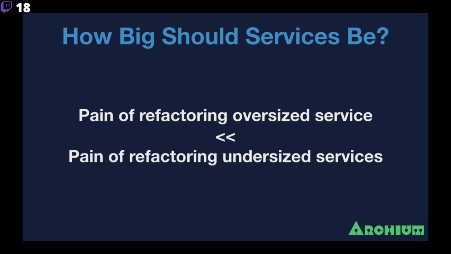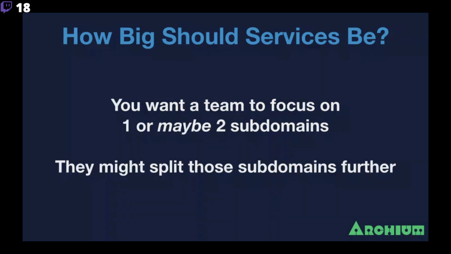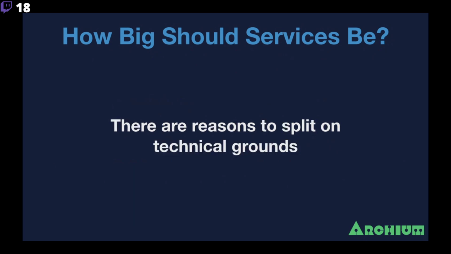My opinion on sizing is that if you have a team of 8 to 10 people, then they will be caring for between 1 and 4 services. And the reason for that is that you want a team to be able to focus on 1 or maybe 2 subdomains. Part of the whole point of microservices is letting a team become an expert in a subdomain and manage the software around that subdomain. Now, they may split those subdomains further, which is why having 1 to 4 is where I think is a good fit.